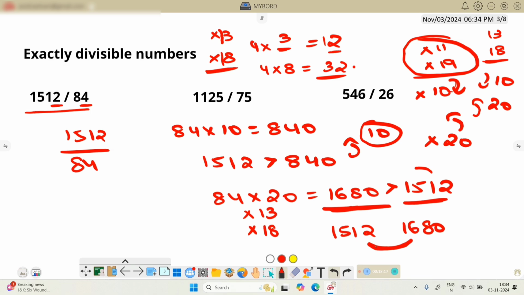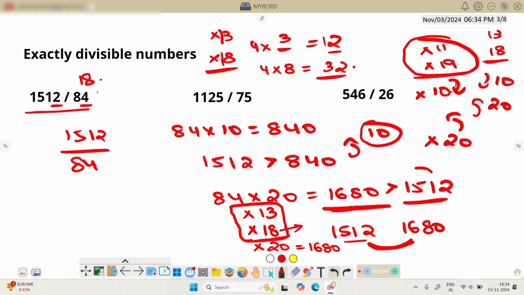Here if you multiply with 20, you are getting 1680, and the answer 1512 is nearer to 1680. That means here you have the chance of into 13 or into 18. You just decide which number is nearer to 20. Here 18 is nearer to 20, so your answer will be 18 here. I think you understood how I got the answer 18.